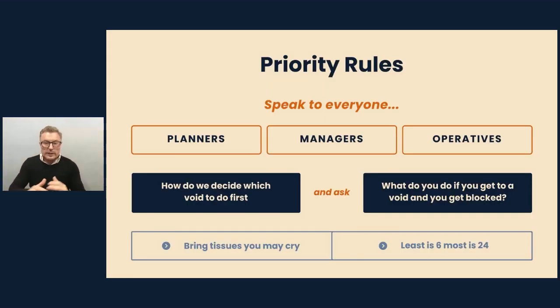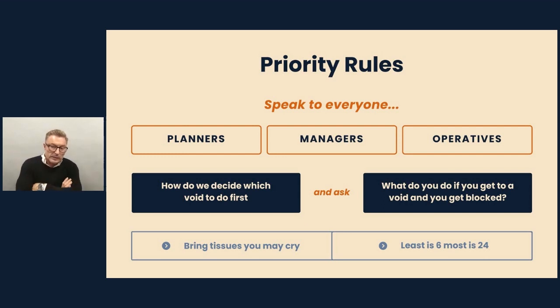So, priority rules. And again, speak to everyone. Really all you're asking them is very simple, as I say, bring tissues, you may cry over this one: how do you decide which void to do first? And see whether or not you get the same answer from everyone. There's a second question we want to know here, because this is a big challenge with voids: you want to understand what the process is if you get blocked.